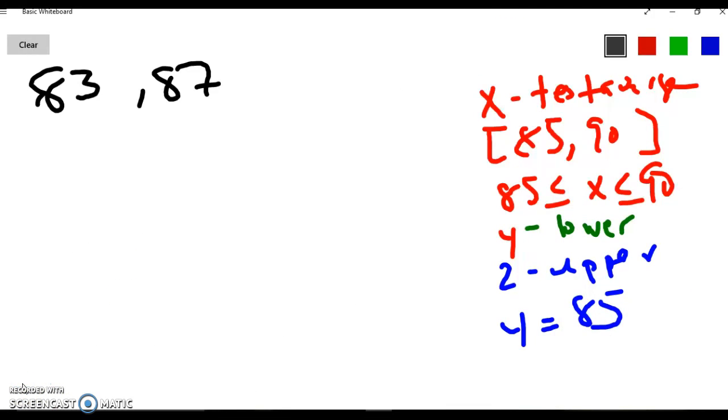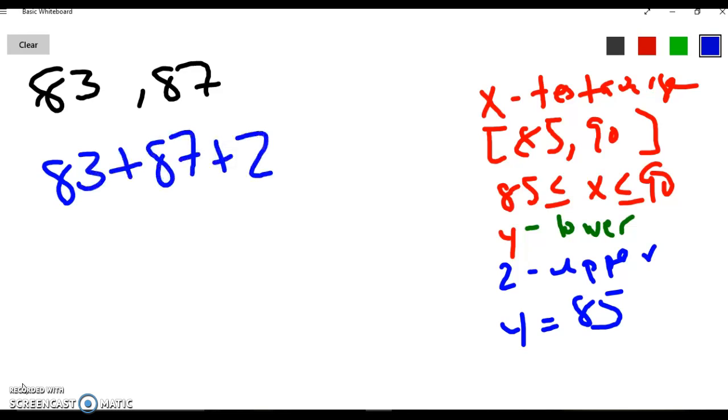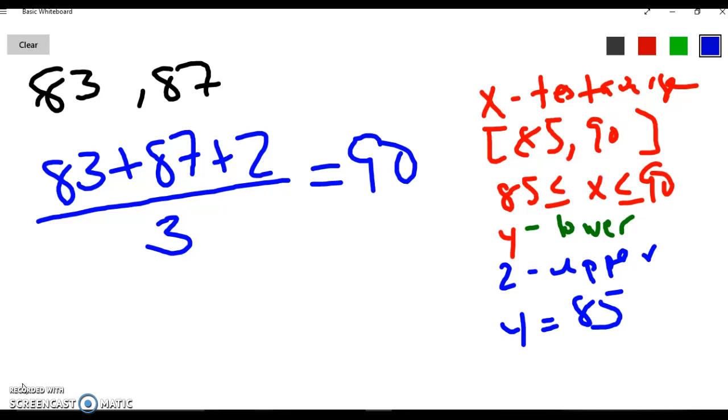Okay, so now we're looking for Z, the upper. We found the lower to be 85. So we're looking for just that one test. What does that one test have to be in order for my test average to be between an 85 and a 90? So let's do the Z now, the upper end. So we have 83 plus 87, and I'm looking for Z. And the upper end is associated with the 90. Remember, to find the average, divide by how many we have. So we add all of them up. We have 3 scores, so we divide by 3. And we get 90. And so we already know 83 plus 87 is 170.